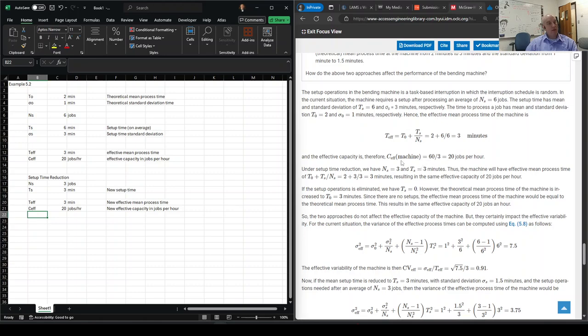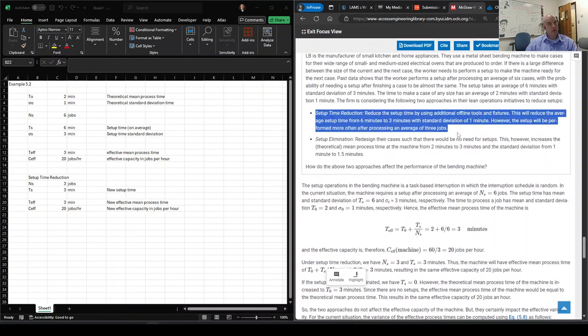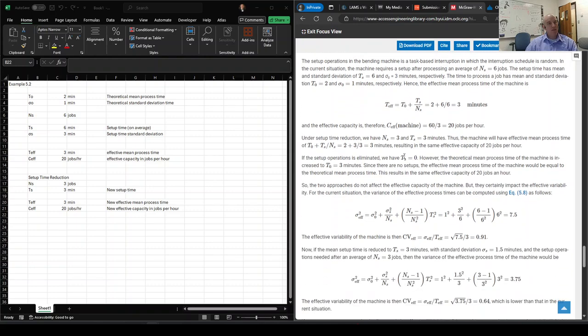Okay, so it turns out that this new setup time reduction approach, this first approach here, does not actually impact capacity. It doesn't go up or down. It's actually the same capacity. If the setup operation is eliminated, we have a theoretical setup time of 0. However, the theoretical mean process time of the machine is increased to 3 minutes. Since there are no setups, the effective mean process time of the machine would be equal to the theoretical mean process time. This results in the same effective capacity of 20 jobs per hour.